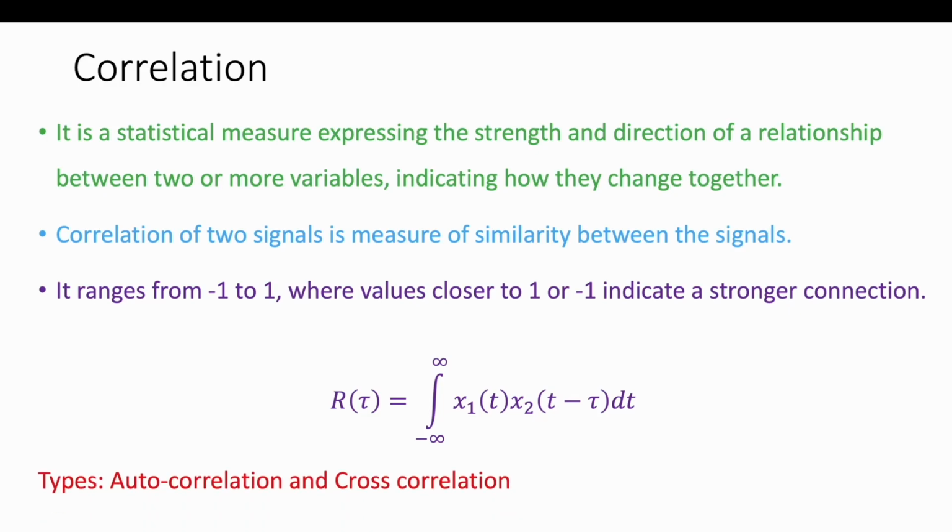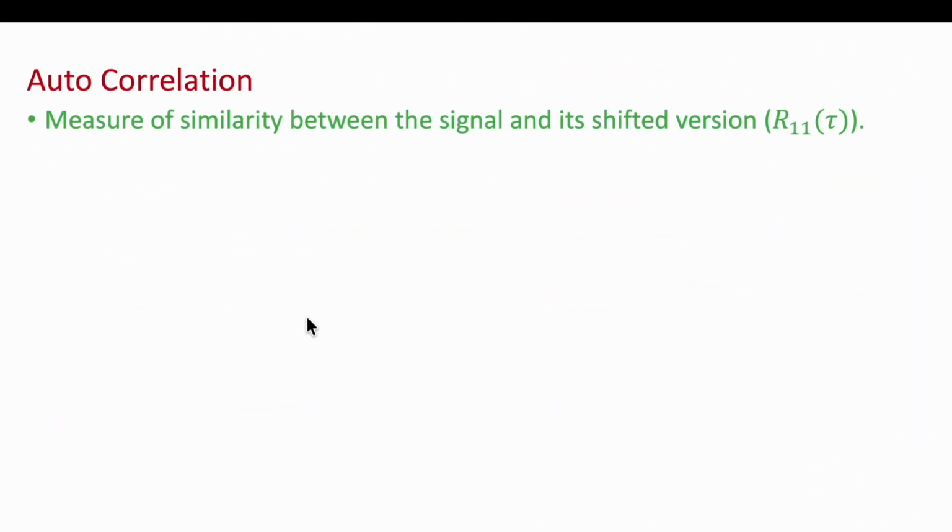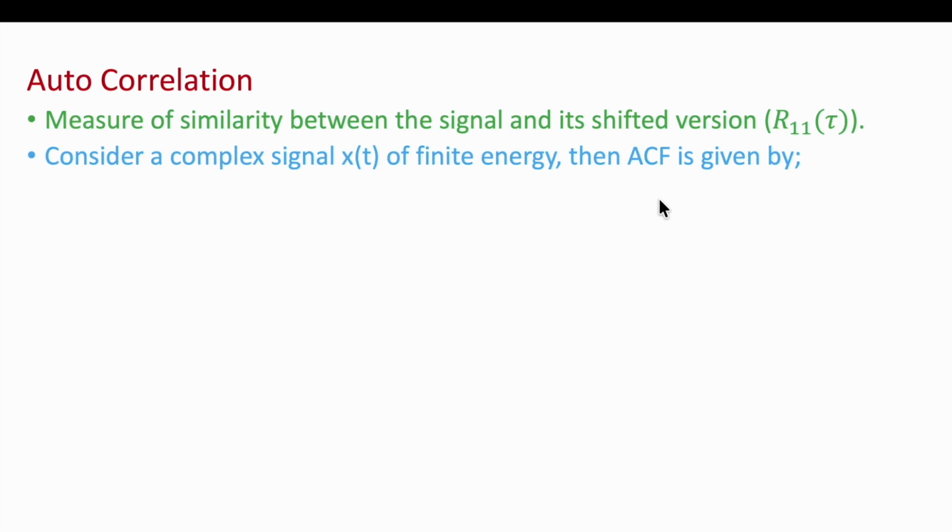There are two types: autocorrelation and cross correlation. What is autocorrelation? As the name suggests, auto means it is the measure of similarity between the signal and its shifted version. Like you can say R11(tau). The first 1 is the signal itself, and the second 1 is the shifted version of the signal. That is why it is represented as R11.